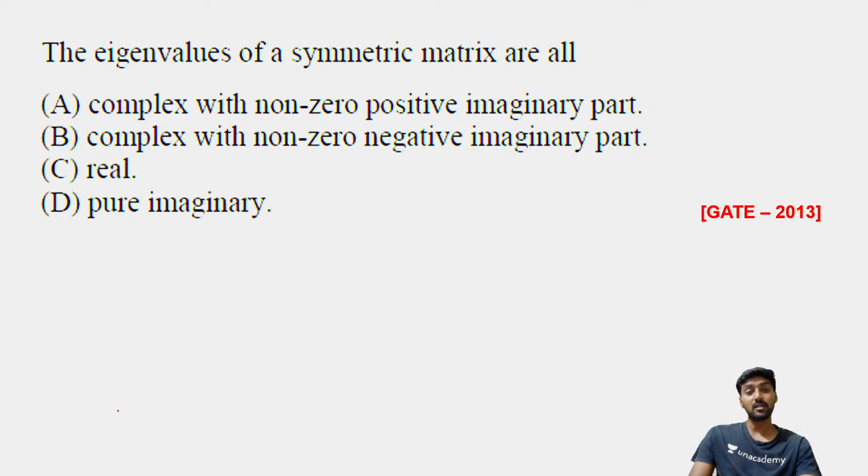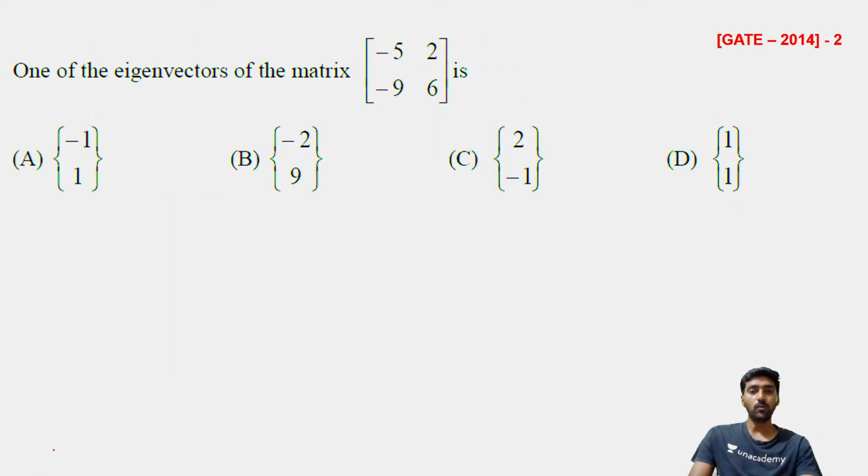Eigenvalues of the symmetric matrix are always what? Either complex with non-zero positive imaginary part, complex with non-zero negative imaginary part, purely imaginary, or real. What will be the solution? It's always real. Okay, next.